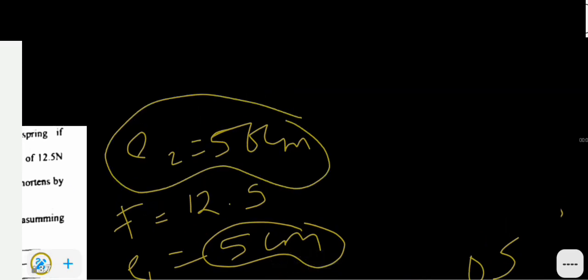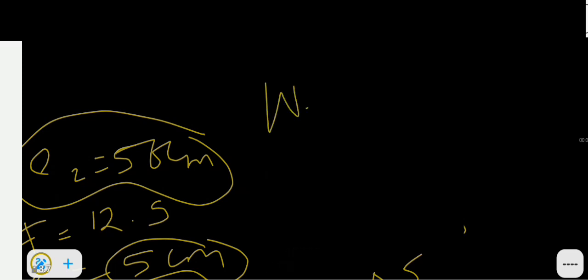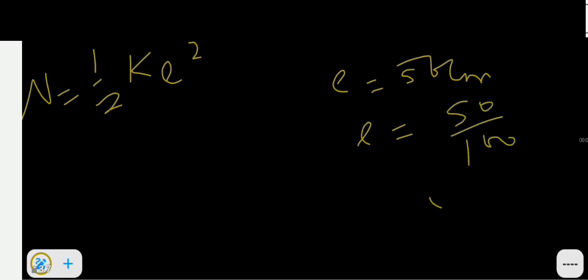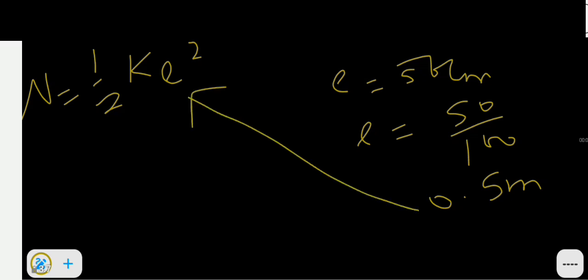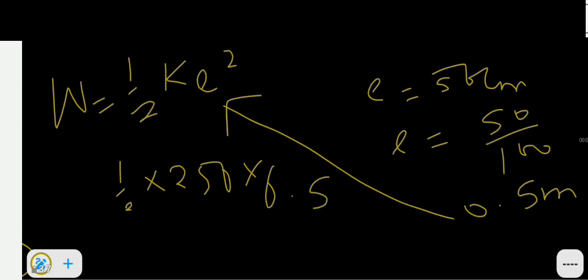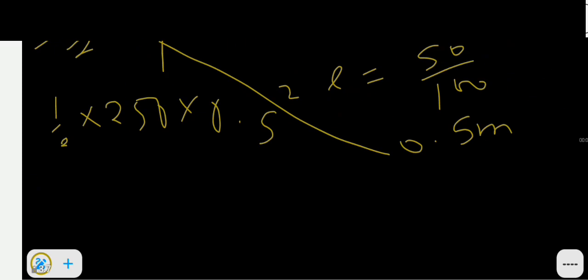To do that is very easy. All you have to do is just use the formula. Work done is half Ke squared. But our extension is 50 cm. We need to convert this to meters first. So that will be equal to 50 divided by 100, which gives you 0.5 meters. So plug it into this formula here. Your K is 250, don't forget. So you're going to get half times 250 times 0.5 squared.